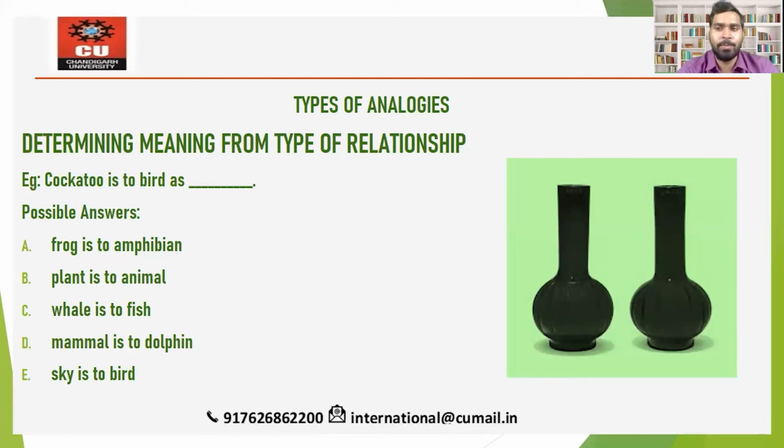Here, cockatoo is a type of bird. Dolphin is a type of mammal. But the option given to you is mammal is a type of dolphin. That's incorrect. Therefore, although that could have been a right answer, due to incorrect ordering, option D needs to be neglected. The only answer we can come very close to is frog is to amphibian, as cockatoo is to bird. So this type of analogy helps you in determining meaning from the type of relationship.